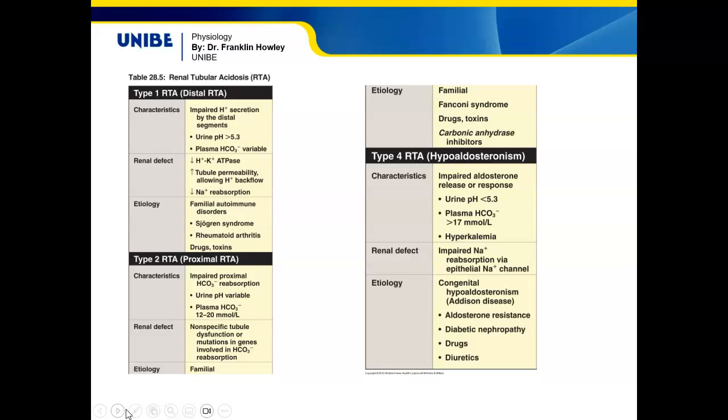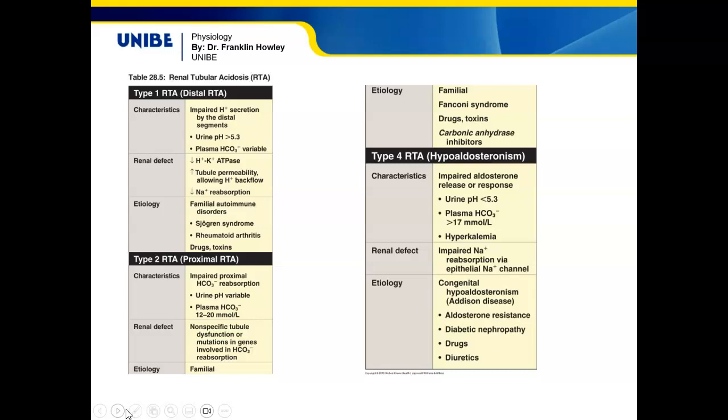So the defect here is the decrease in the hydrogen potassium ATPase activity. So we can basically have a backflow of hydrogen and less sodium reabsorption. Then we have type 2 renal tubular acidosis. Here this is happening in the proximal tubule. Here I have a problem reabsorbing bicarbonate. The urine pH will be variable and bicarbonate will be low. So this is a non-specific tubular dysfunction, and that's basically it.